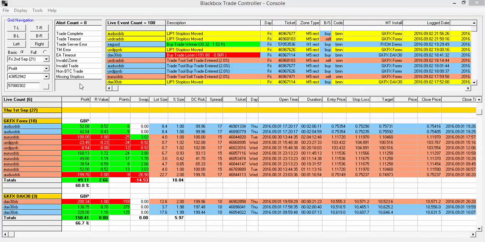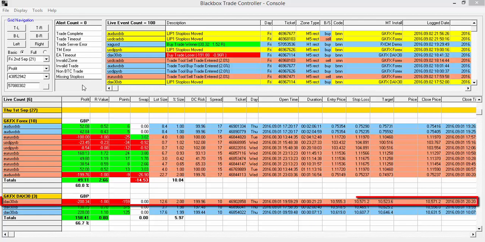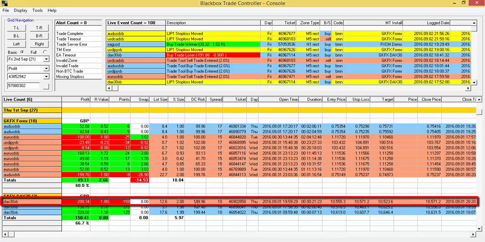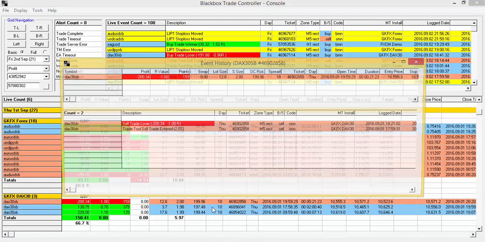At any time, the user can select a trade entry from the live event grid or the Trade Console grid to access the Event History option. When the Event History option is selected, a separate window is displayed detailing all events relating to the selected trade. First, let's select a completed trade from the Trade Console by clicking on the trade entry in the grid and selecting the Event History option.